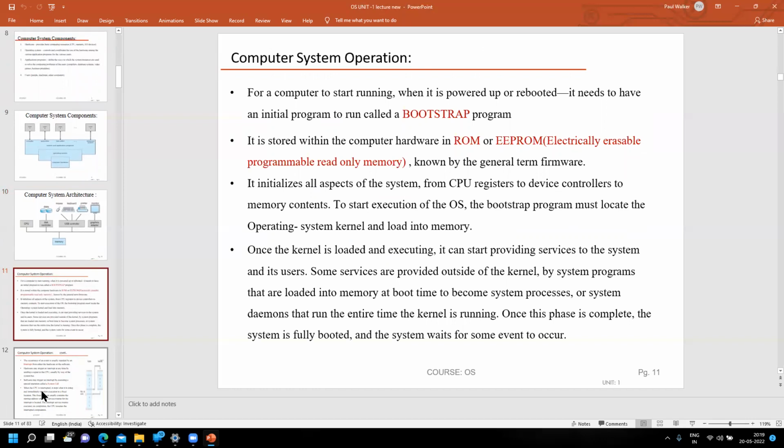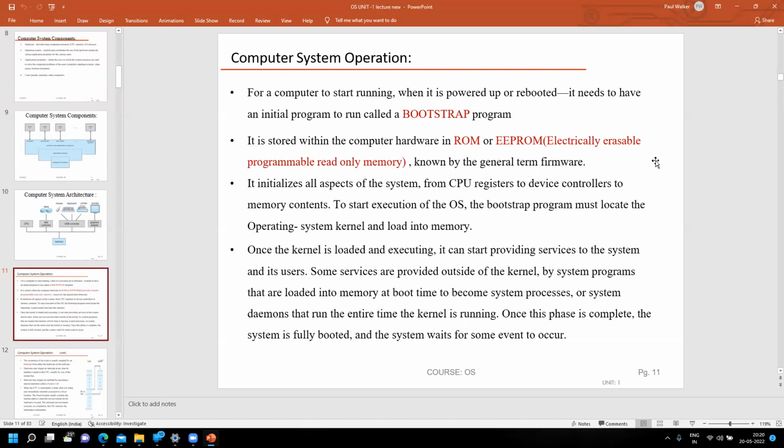Computer system operations. Whenever we start a computer, the system is powered up. That condition is called a reboot condition. This is initially run by a program called the bootstrap program, and it is usually stored in a ROM device. ROM is otherwise called EEPROM, that is, electrically erasable programmable read-only memory. Here, the temporary memories are stored.